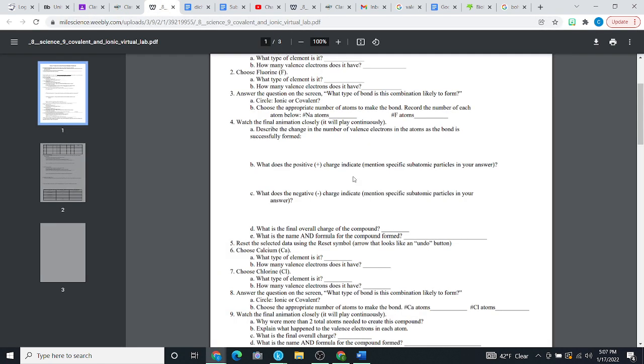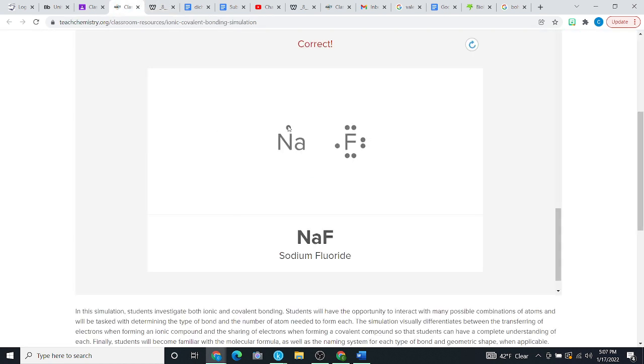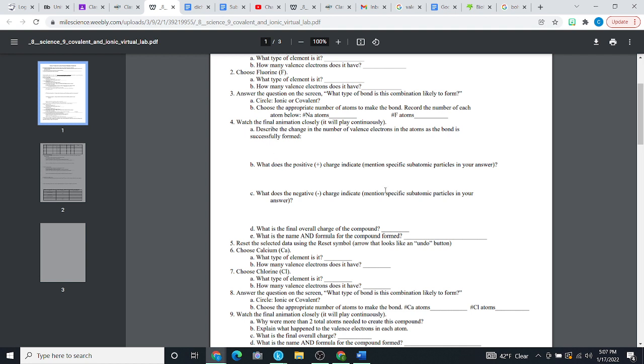What does the positive charge indicate? Well, it indicates that sodium, remember, electrons are negative. It lost a negative electron. That's why it's positive. That's why fluorine's negative. It gained a negative electron. So that was letter C. So B is it lost a negative electron and it became positive. C, it gained a negative electron to become negative.